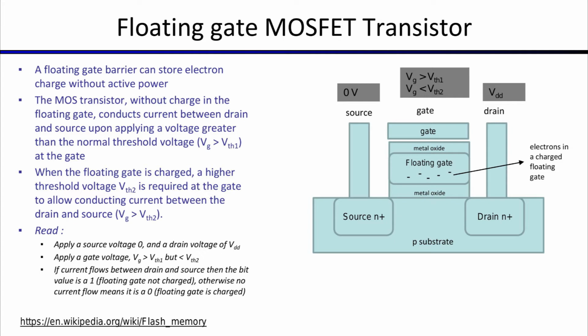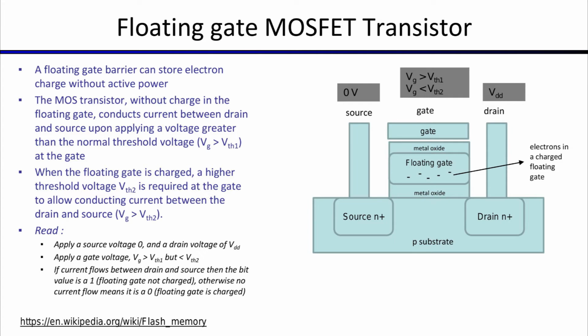If current now flows between the drain and the source, then you can assume that the floating gate is not charged and the MOS transistor is behaving normally. But otherwise, if the current is not flowing, that means the floating gate must have been charged. And then you can assume it's a value 0. So that is the basic model of storing charge and then inferring whether it is a 0 or a 1.